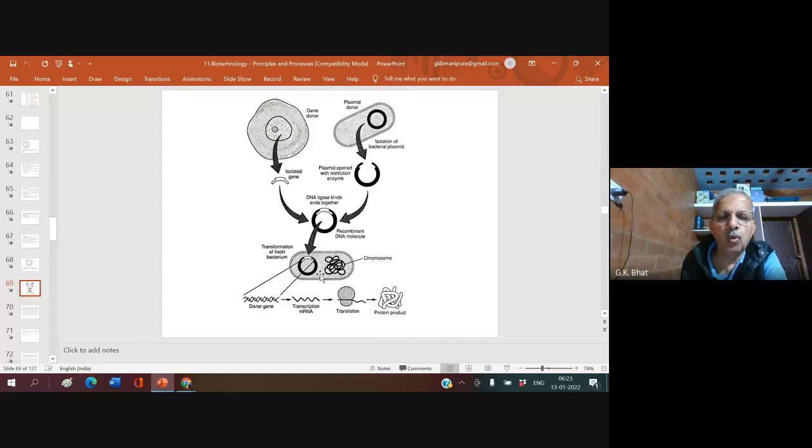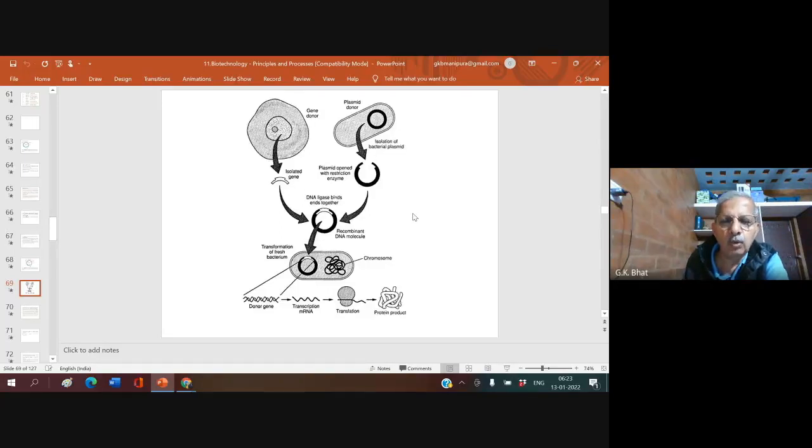I hope you understand. Once this plasmid with the recombinant DNA is inserted, it replicates. It has a self-replication capacity and produces whatever number of copies it wants. Whatever number of DNA and mRNA are produced, and whatever protein is required, gets produced. Okay, clear? Understood? So now we are doing recombinant DNA technology.